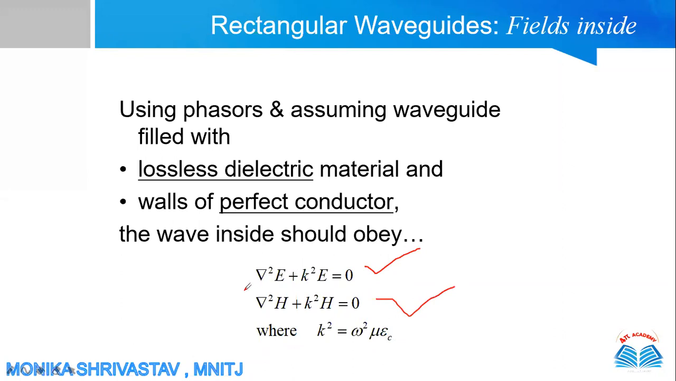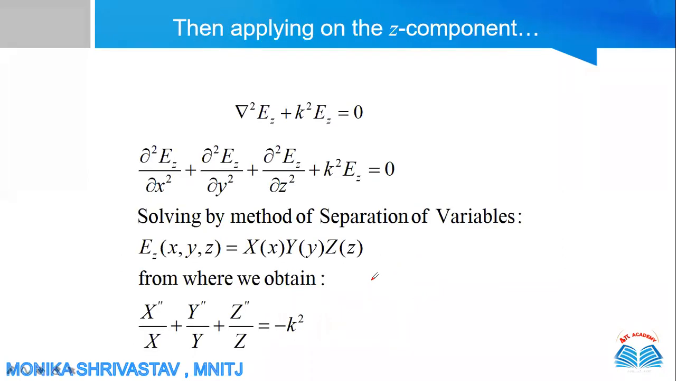So the first equation will be del square E plus k square E equals 0, and del square H plus k square H equals 0. So let's do a small derivation for the electrical part of the electromagnetic waves generated in the waveguide. So del square Ez plus k square Ez equals 0. What are we assuming? We are assuming the electric field is in the z direction.